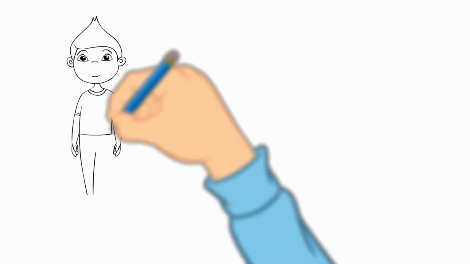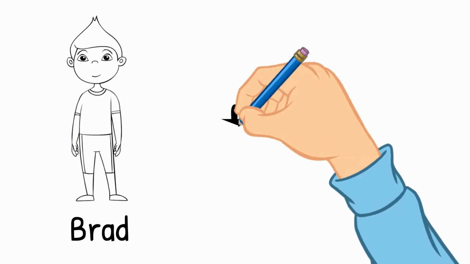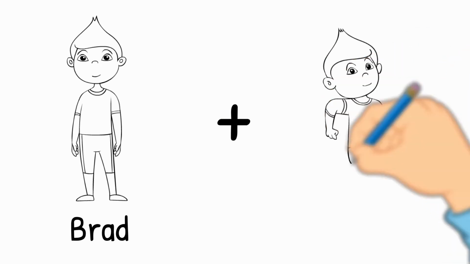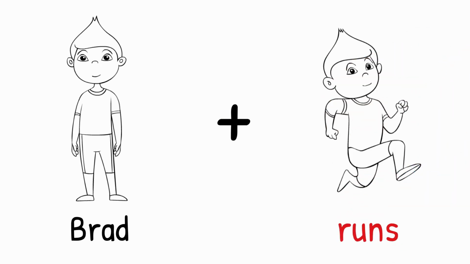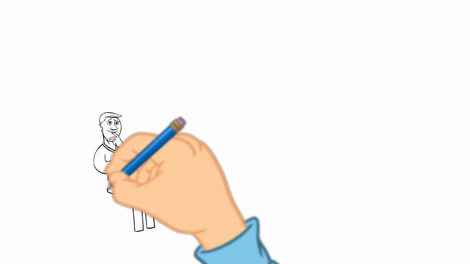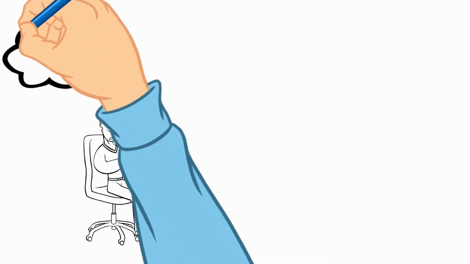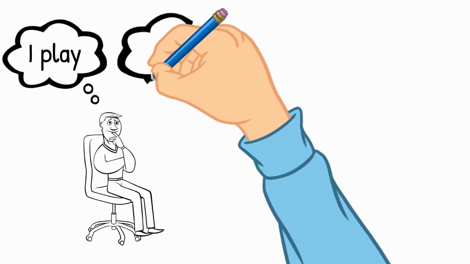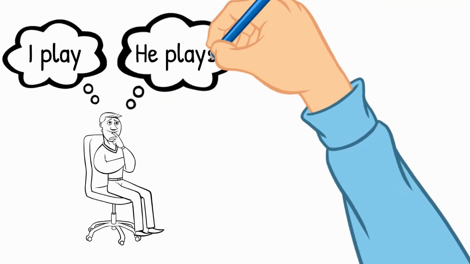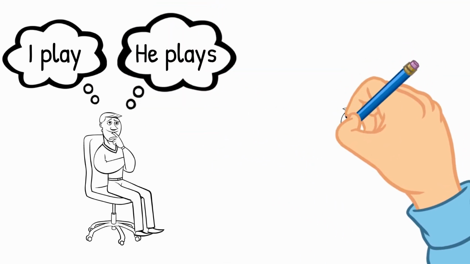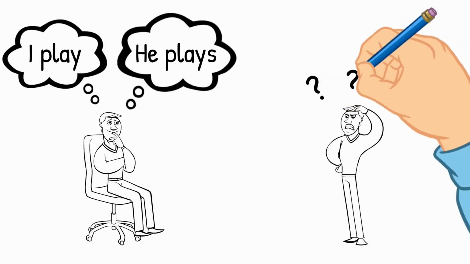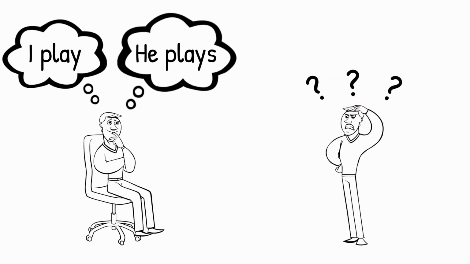Simple present sentences are very easy to make. You just need an actor, like Brad, and an action, like runs. But there is a special rule. The verb changes spelling when the actor changes. You probably saw this in some of the examples. Some sentences like I play have no S, and sentences like he plays have an S. But which one do you use? It can be a little bit confusing, but let's look at how the rule works.